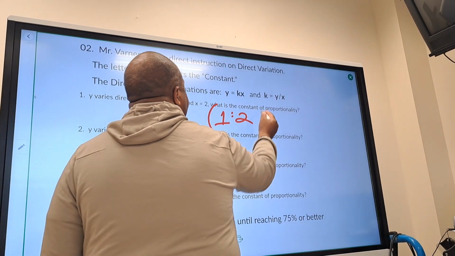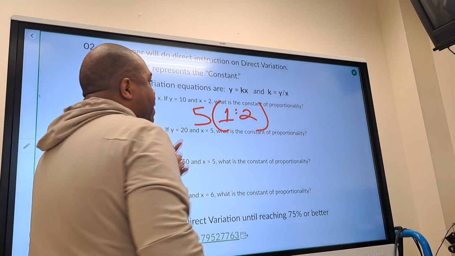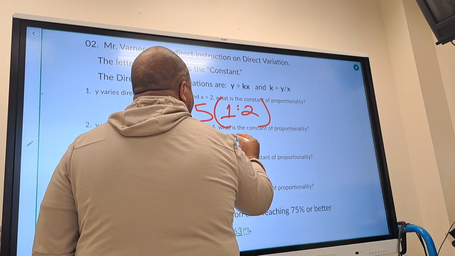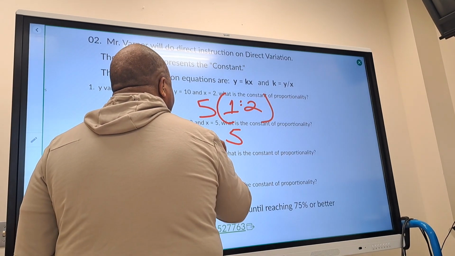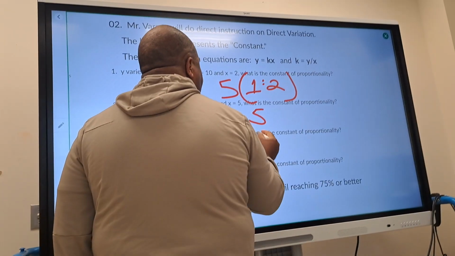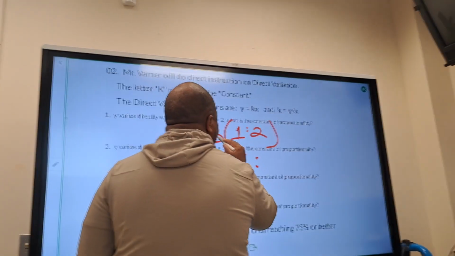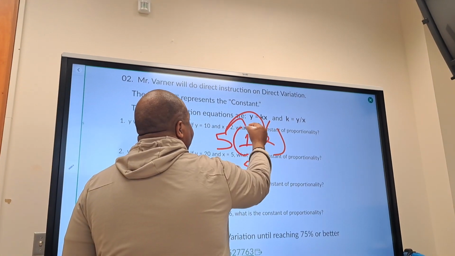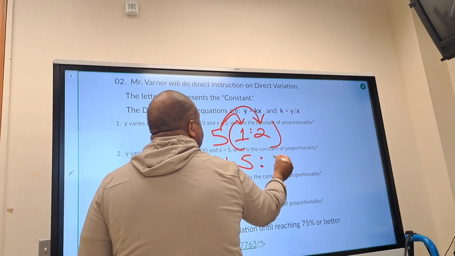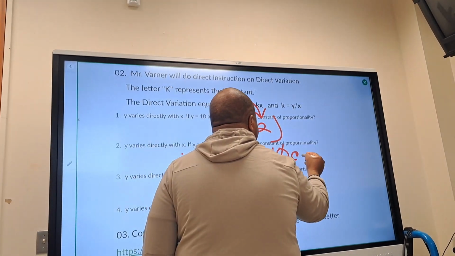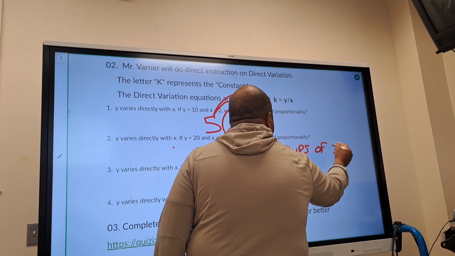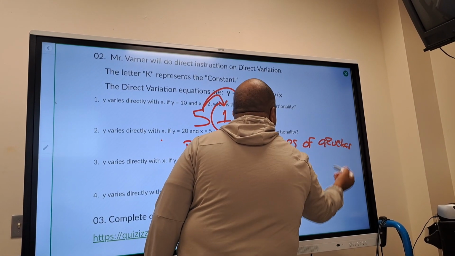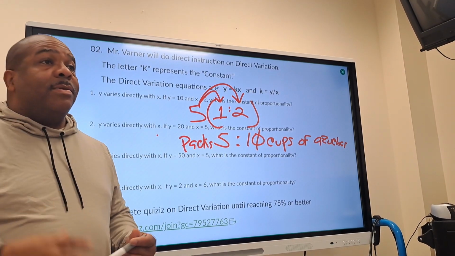What you just did is you multiplied by 5 on both sides, right? 5 times 1 is 5. That means we're going to have 5 packs. And 5 times 2, we're distributing, right? We did 5 times 1, which is 5. 5 times 2 is 10. And that's going to be cups of sugar, right? 10 cups of azúcar, of sugar, right?